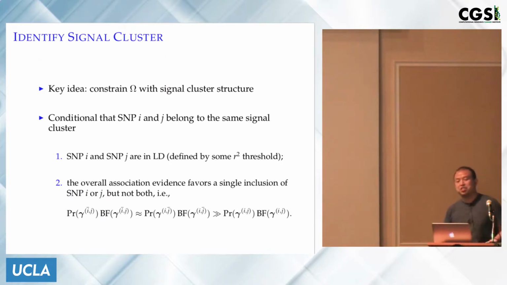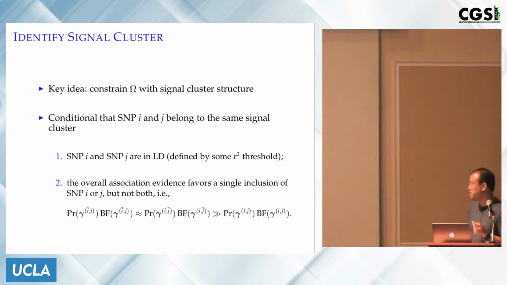So the key idea is you can further constrain this omega with this signal cluster structure. It's saying omega has to come up with this one cluster, second cluster, and third cluster. And then the model is a combination from different clusters. The intuition in this construction lies in these two things. So the SNPs in the same cluster have to satisfy this condition. One is they are somewhat in LD. That has to be true.